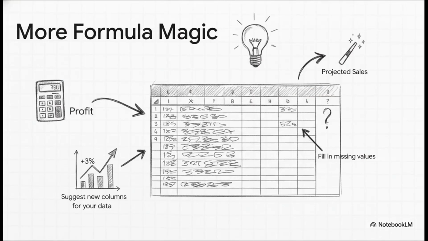And it doesn't just stop there. You can ask it to create totally new columns, like calculating profit or projecting sales with a 3% bump. But this is where it gets a little bit mind-blowing. It can analyze your table and suggest new formula columns you might not have even thought of, helping you find insights you didn't know were there.